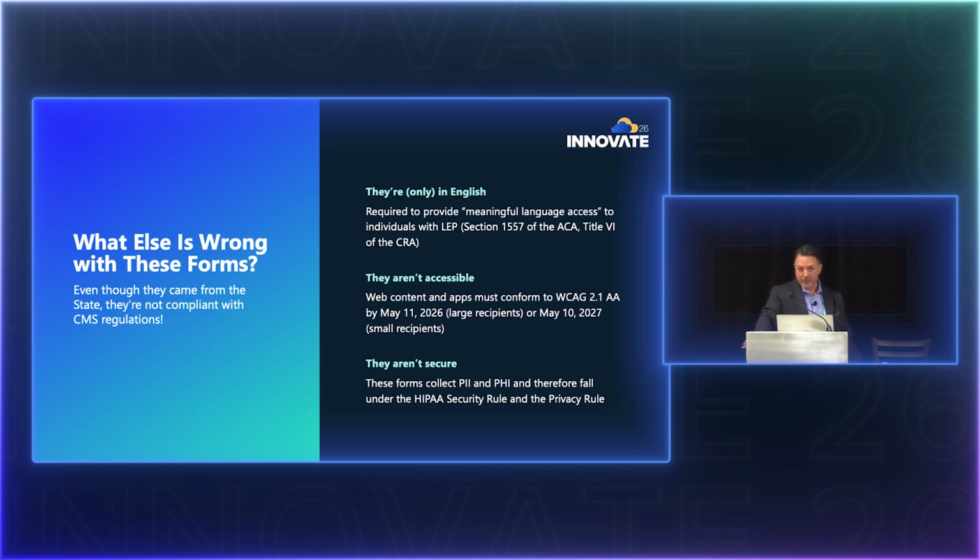Now, here's something that most people don't realize, especially in your roles in the organization. Web content and applications must conform to WCAG 2.1 AA by May 11th of this year for large recipients, so if you're a large payer, or May 10th of next year for small recipients. That means enforcement's going to start not long after that. That means if you do try to digitize this, it had better be accessible online, in an app, or even printed.